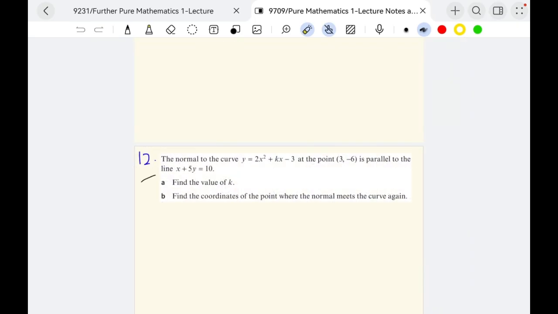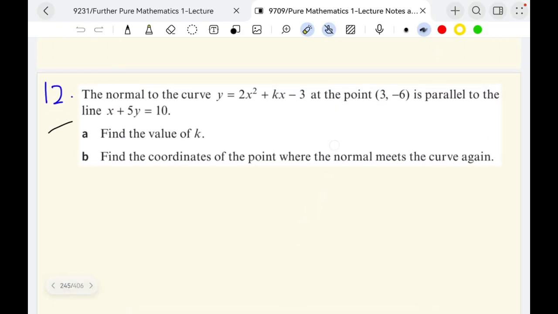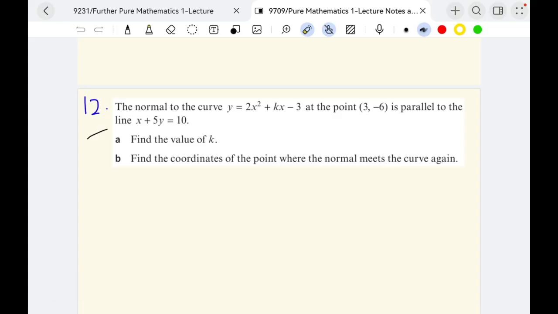All right, let's move on to the next question, which is question 12. This is also under the course book questions. The normal to the curve y equals 2x squared plus kx minus 3 at the point (3, negative 6) is parallel to the line x plus 5y equals 10. So the question doesn't show the normal to the curve, but the normal straight line is parallel to the line given.